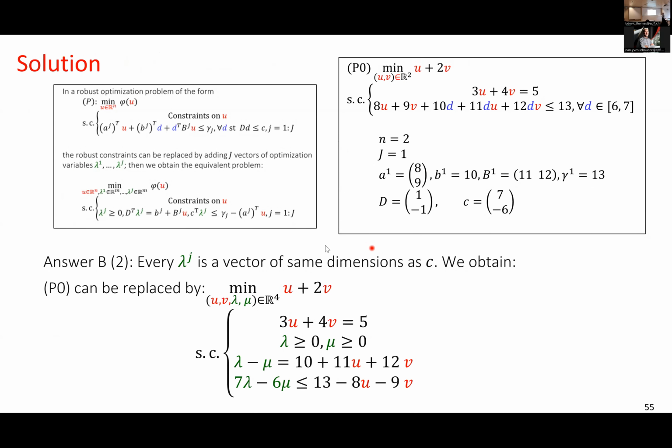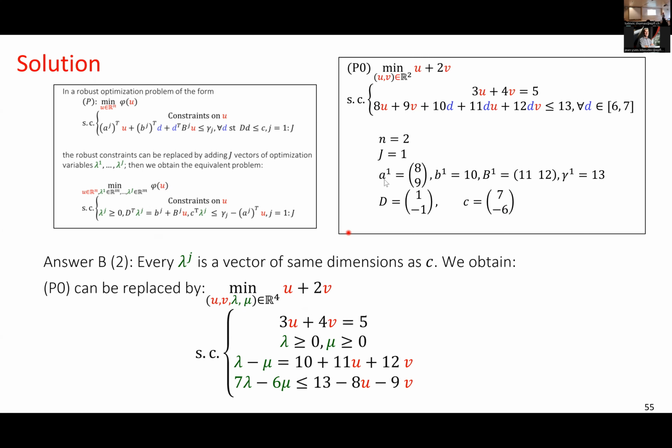So we have one constraint, so we add one vector of Lagrange multipliers, which has the same dimension as C. C is the vector of constraints here, and this is two inequalities, so there are two constraints, so we add a vector of dimension 2. So we add one vector, but there are two variables. Perhaps you answered one because you thought of one vector, which would be correct. So if we apply this theory, this is what we obtain.